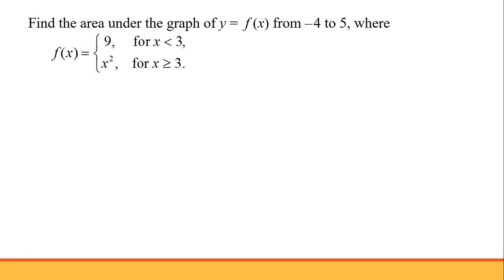So let's start with this. Find the area under the graph of y equals f of x from -4 to 5, where f of x equals 9 for x less than 3, and f of x equals x squared for x greater than or equal to 3. You might remember that this is called a piecewise function, which means that it's a function made up of pieces of two other functions.